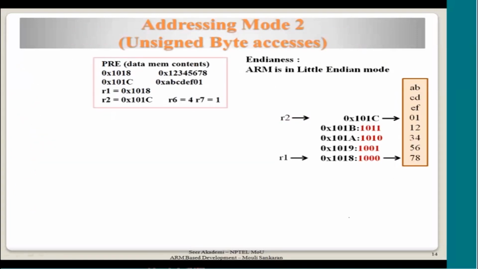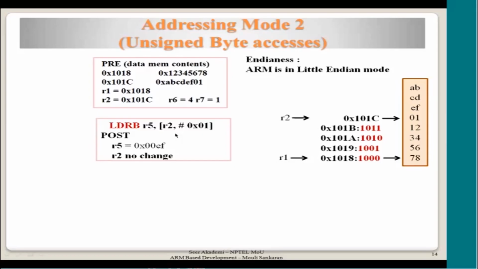Now I am going to talk about the addressing mode to access the unsigned byte. We wrote so much about examples we saw with LDR. So I want to show you using one of those modes to access the byte. If you remember, LDR is just a word access, LDRB is a byte access.